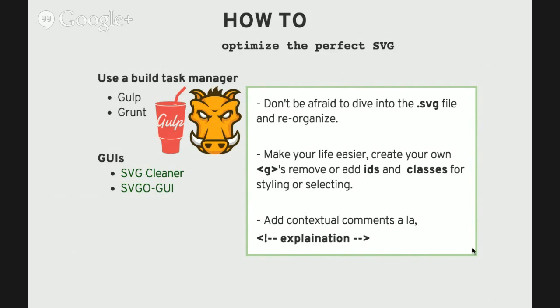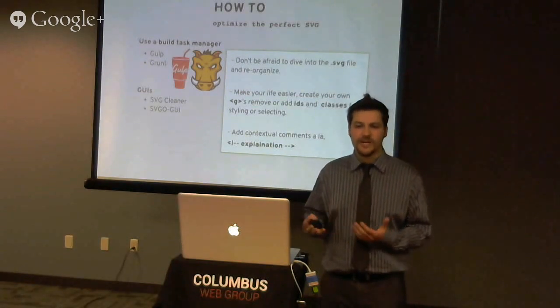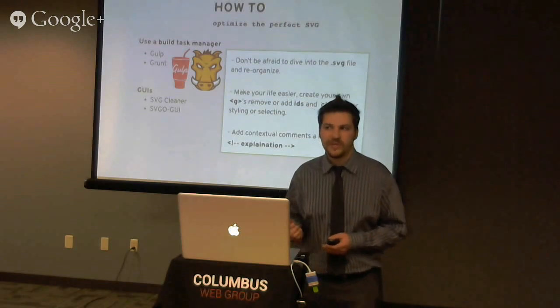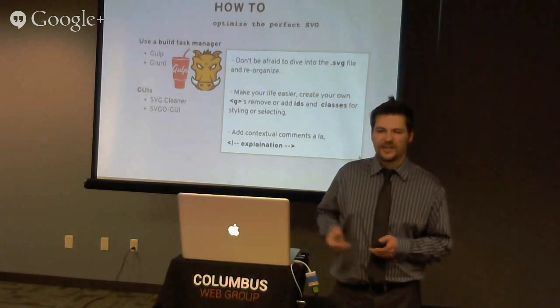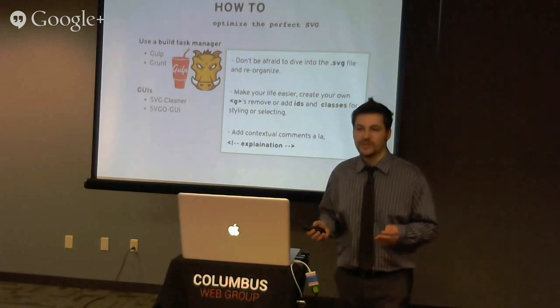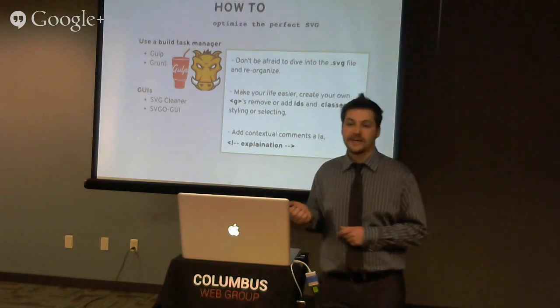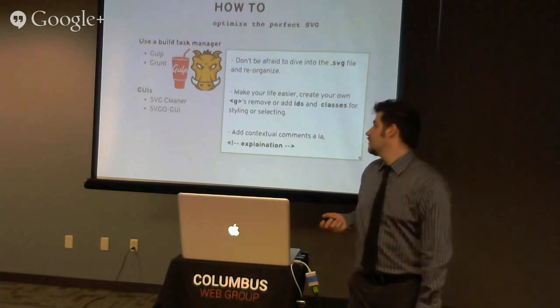So if your SVG is already in a state where it's ready to go and you just need to throw it in as a graphic replacement, then what these build task manager tools will do is automate the process of minimizing the files, because when you export them, by default, they'll be indented and embedded, kind of like an HTML document normally is. So this will help strip out any unnecessary tags and minimize all the white space.